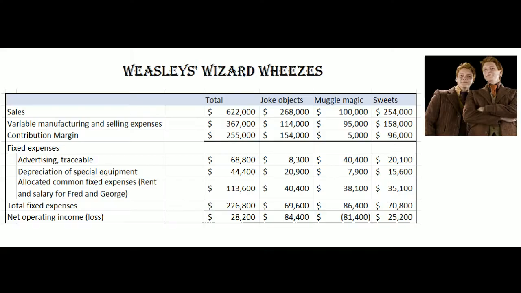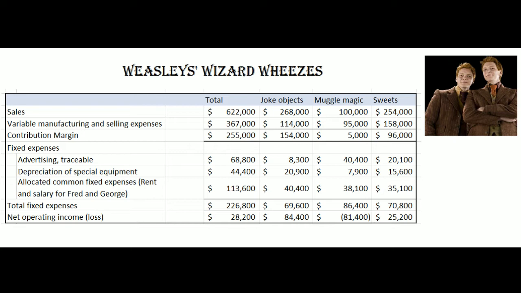Okay, so the first decision that Fred and George are going to make is a discontinuous segment. The Weasley Wizard Wheezes shop contains three segments: practical joke objects, muggle magic, and sweets. Fred and George are concerned about the continued losses shown by the muggle magic segment, and they want to find out whether or not they should discontinue the segment.